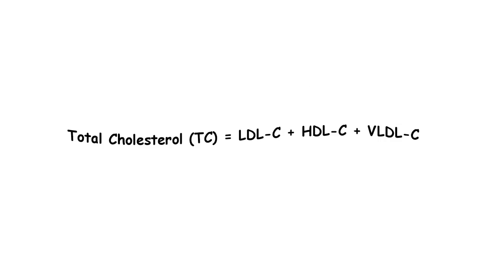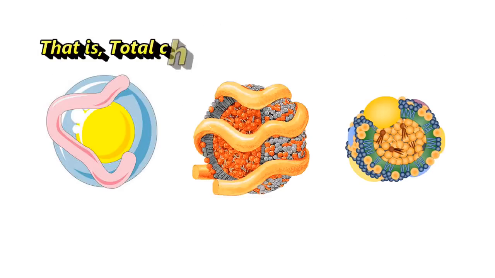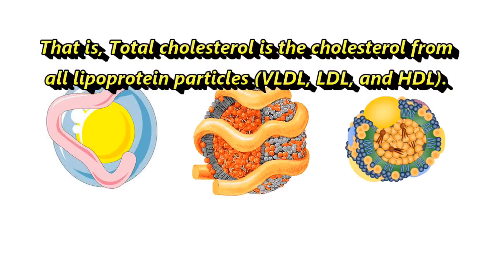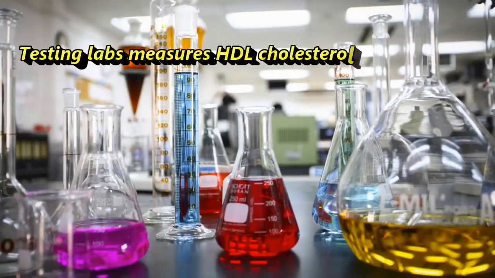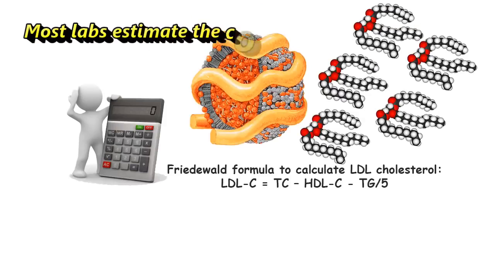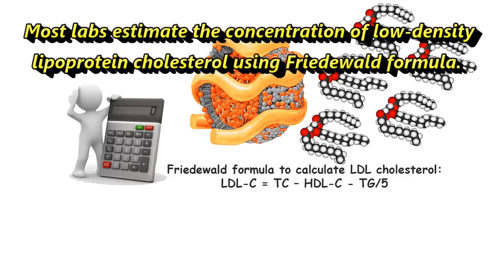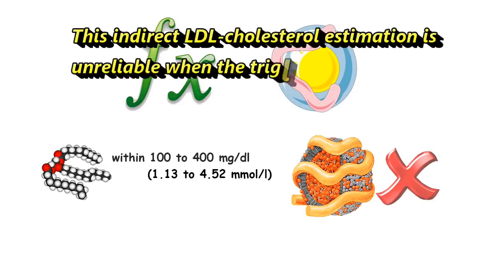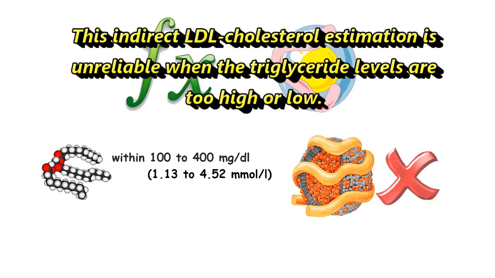Total cholesterol TC is equal to LDLC plus HDLC plus VLDLC. That is, total cholesterol is the cholesterol from all lipoprotein particles VLDL, LDL and HDL. Testing labs measure HDL cholesterol by separating other lipoprotein fractions. HDL cholesterol quantifies cholesterol in HDL particles. Most labs estimate the concentration of low density lipoprotein cholesterol using Friedewald formula. This indirect LDL cholesterol estimation is unreliable when triglyceride levels are too high or low.